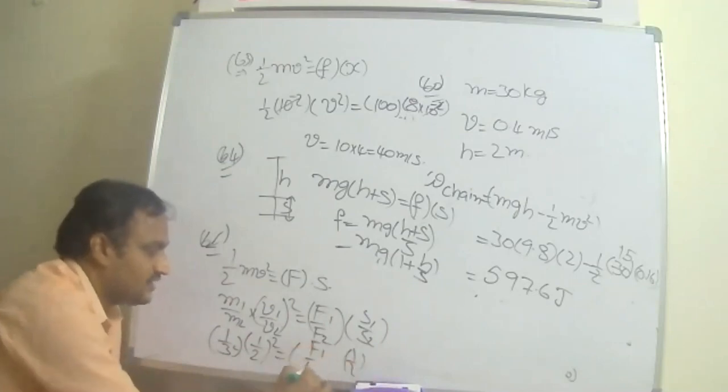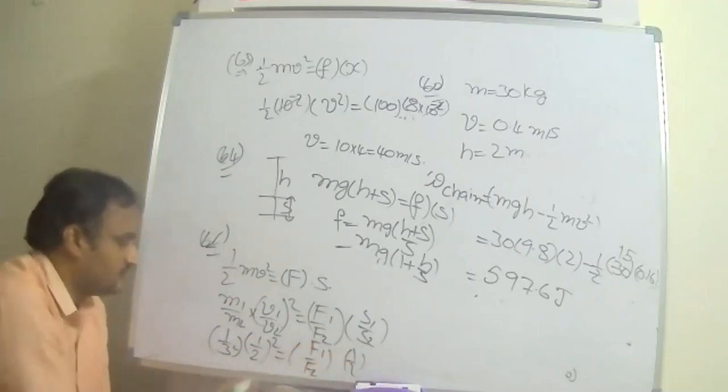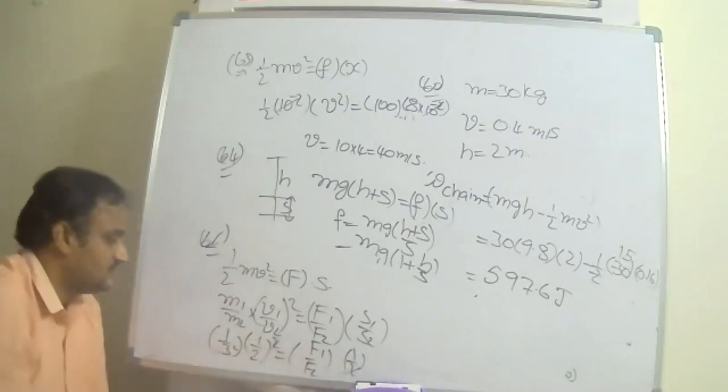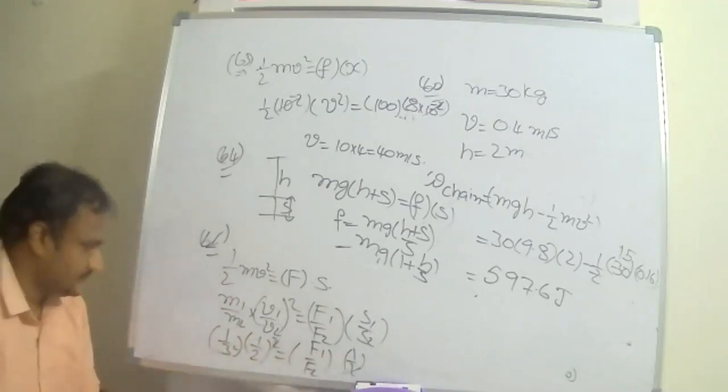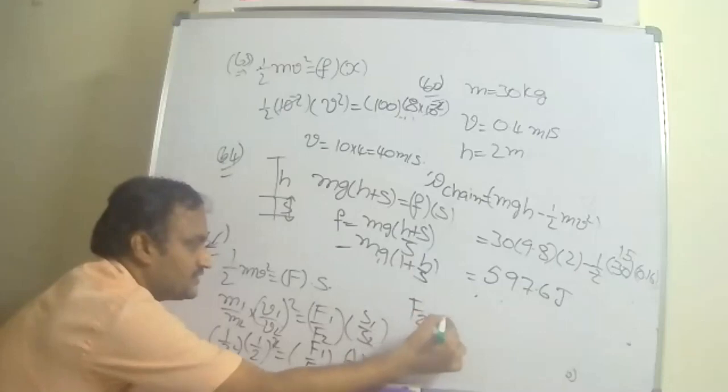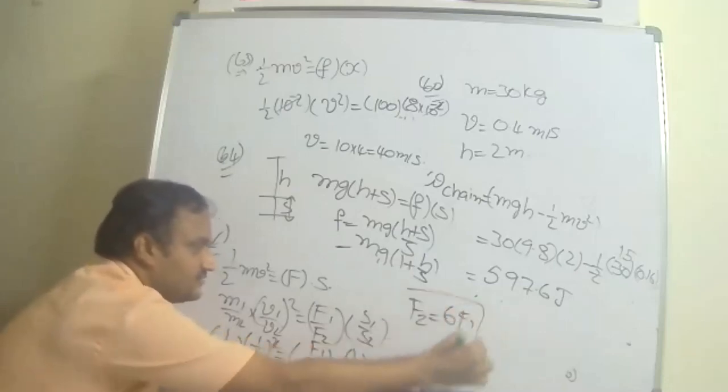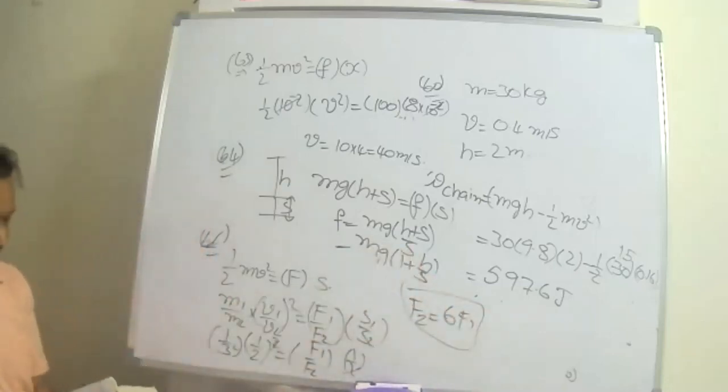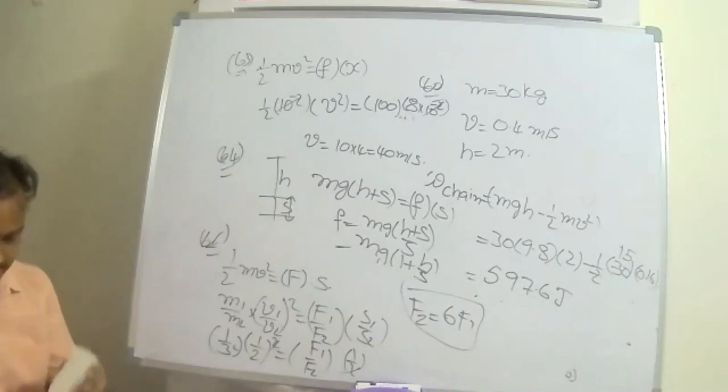So what should the force ratio be? So in 1 by 2, the 2 cancels. So 1 by 6. So F2 is equal to 6 times F1. Force should be 6 times. Okay na?